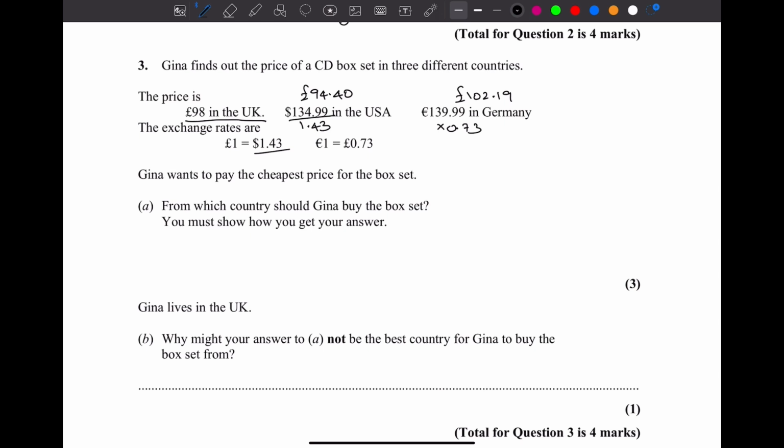Okay, that was too easy. From which country should you buy the set? It will be the UK, which is the lowest. Sorry, not the UK. That will be the USA, £94.40. Gina lives in the UK. Why might it not be the best country? Because travel cost is expensive to the USA. You could write a couple of other reasonable answers.